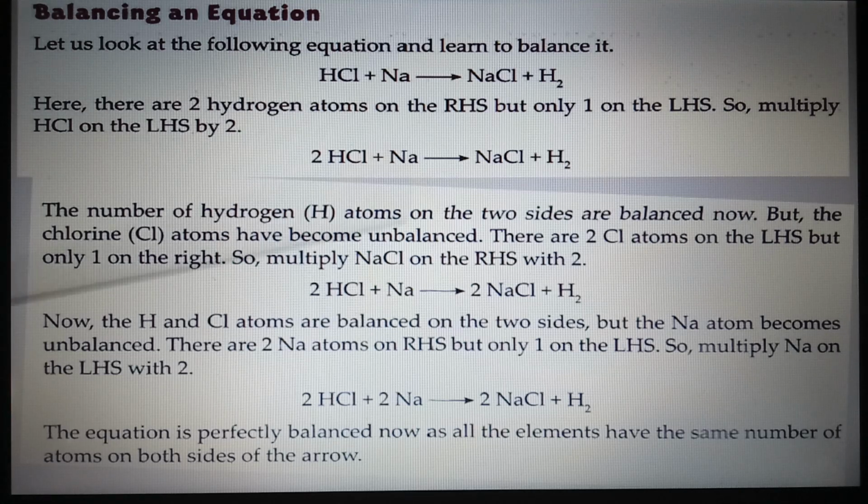The equation is perfectly balanced now, as all the elements have the same number of atoms on both sides of the arrow. The left hand side and right hand side of the arrow must have the same number of atoms. That is the rule of balance for any chemical equation to be balanced.